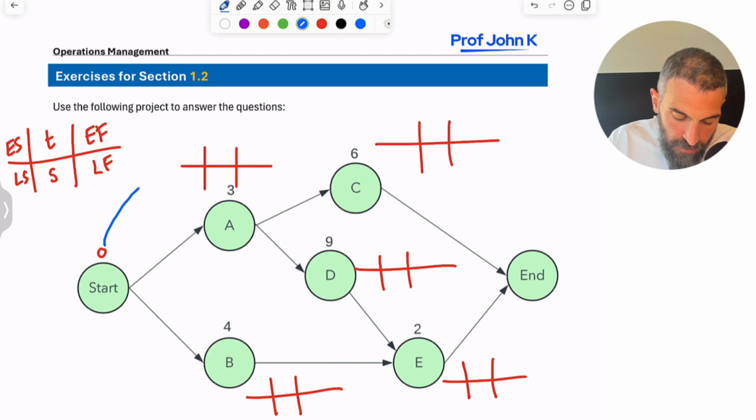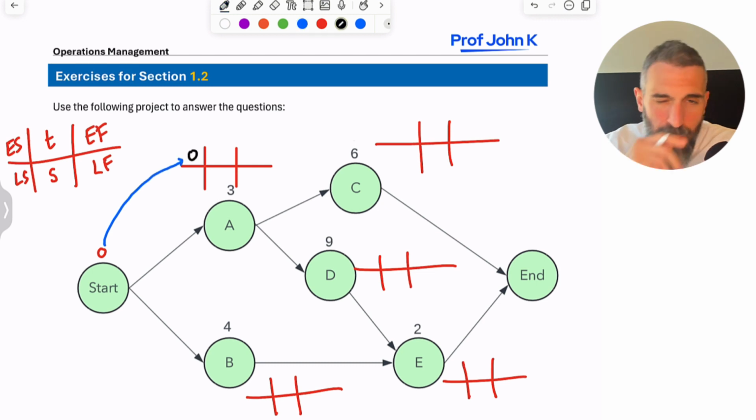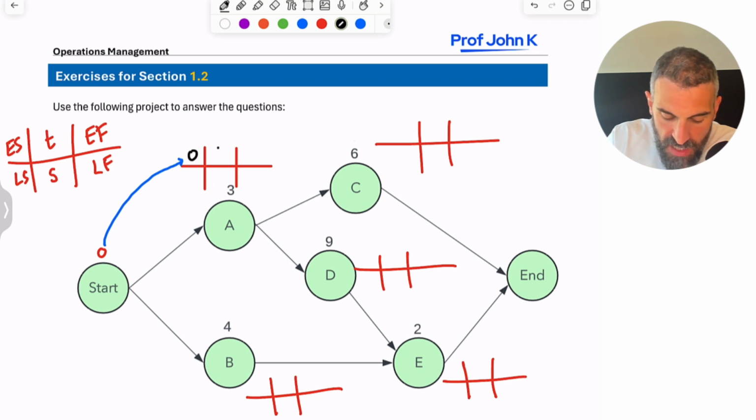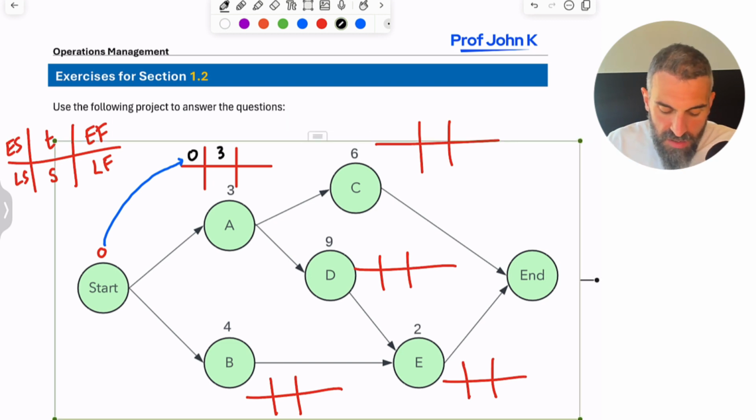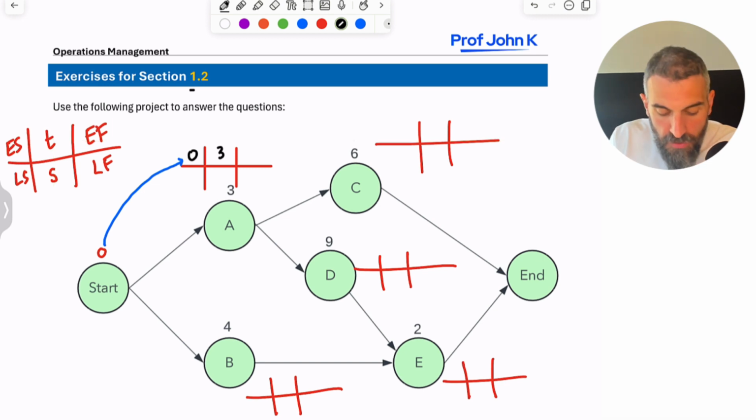So I'm going to pass that forward, and that is the earliest that I can start activity A. And that kind of makes sense. Don't overthink it. What's the earliest you can start the very first activity? Well, right away, time 0. And activity A is expected to take 3 weeks. See, I put the time there. So what's the earliest you can finish it?